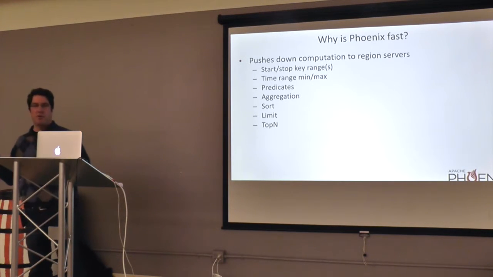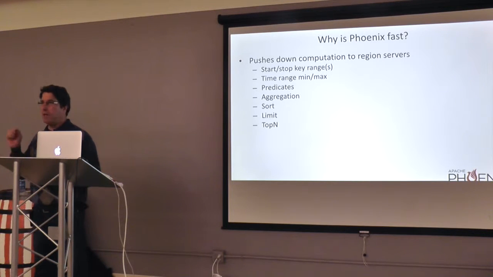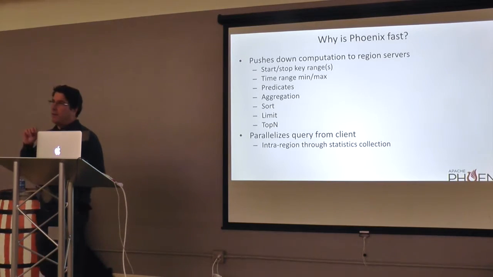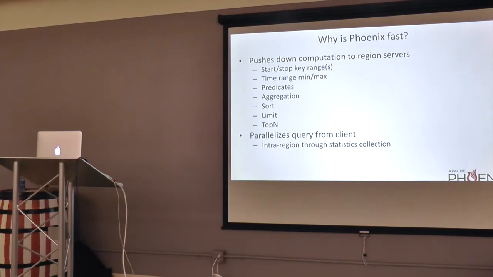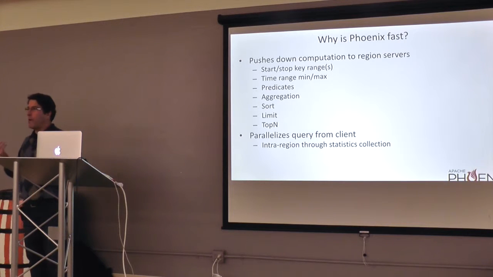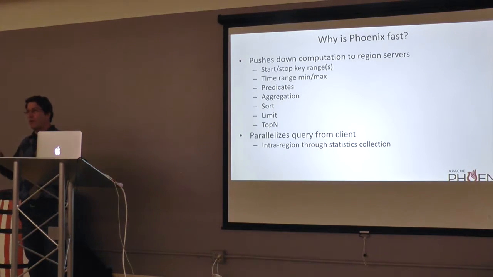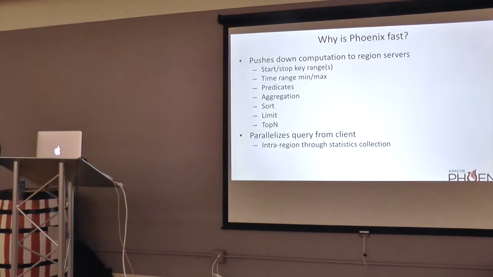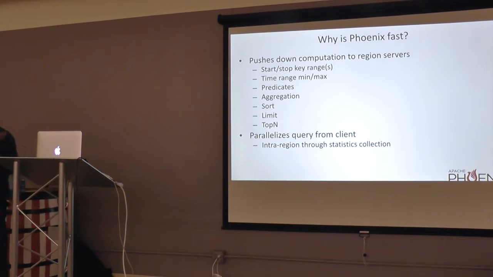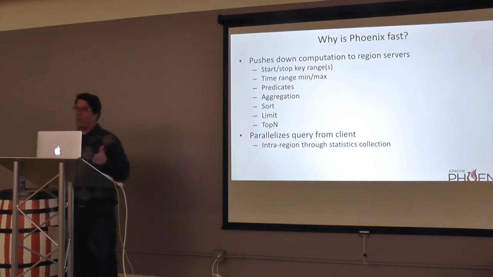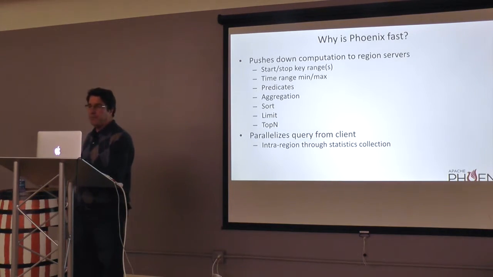And we also push sorts and limits and can do top Ns all on the region server, again with the final merge on the client side. Second thing we do is parallel query execution. We piggyback on a service that HBase has called compaction. While compaction is running, we keep track of equidistant keys within a region. So we know on a configurable basis where equidistant keys are within a region, and we can use that to perfectly parallelize your query to make sure that every thread on your client is processing an equal amount of data.